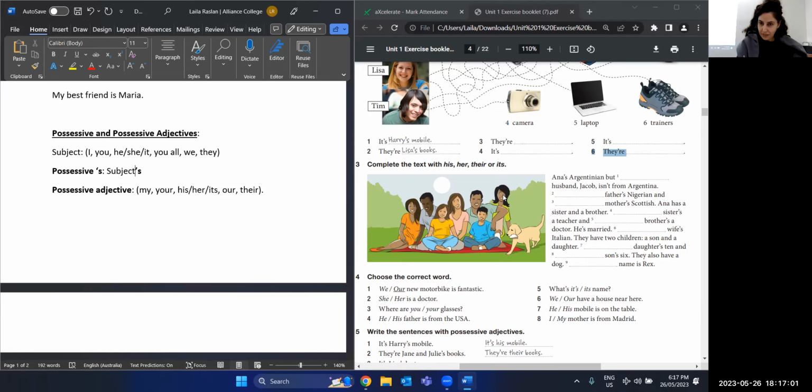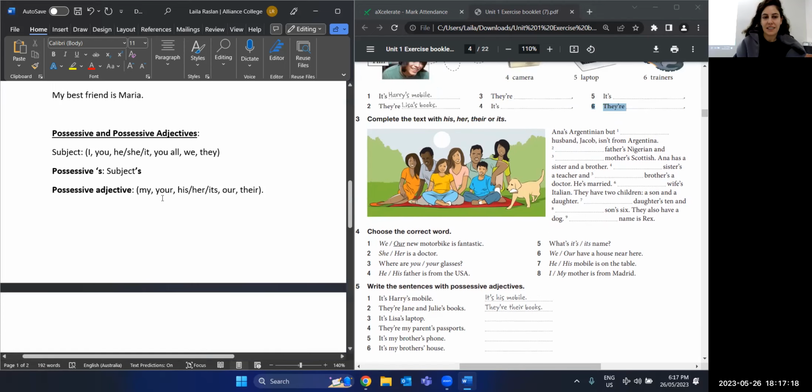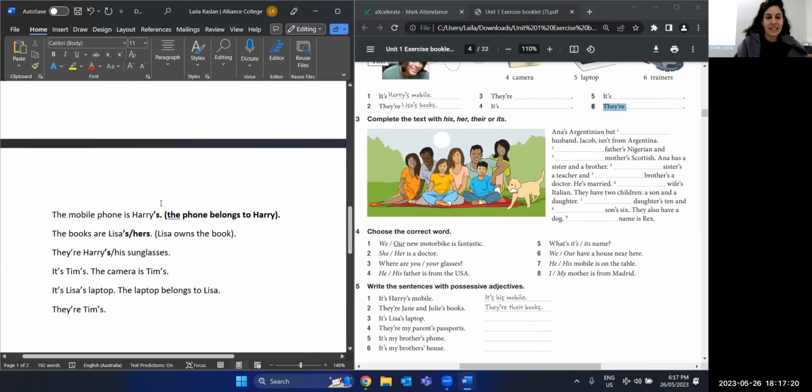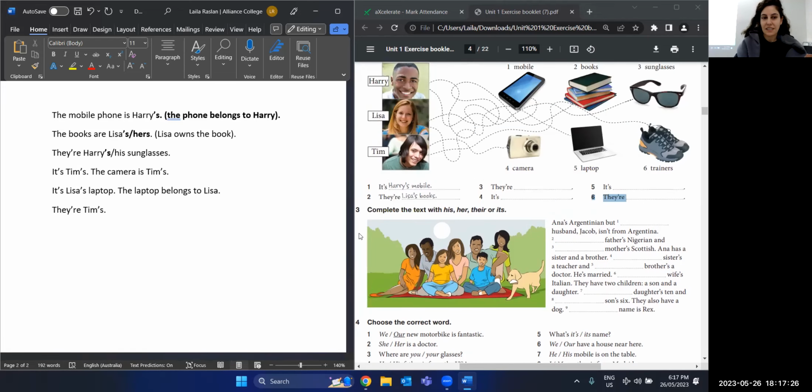They also have a dog. Their name is Rex. Well, Rex is a male name, so his, yeah. Now we say his name is Rex because we give she or he to dogs and animals now. So this is its name is Rex. You can, but it's more common now.